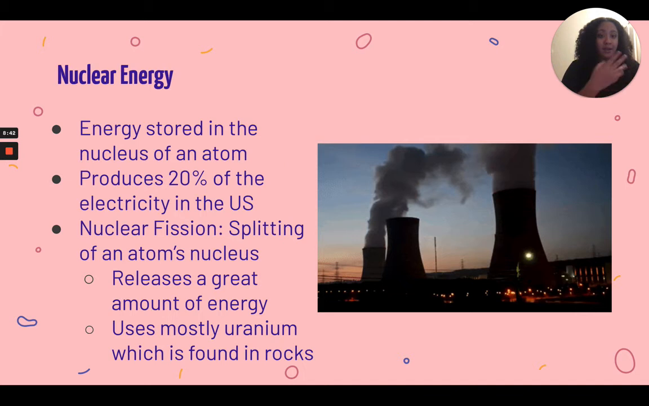But it uses mostly uranium, which is found in rocks. Okay, so again, uranium is a finite amount, so there's a set amount of uranium on Earth, which makes it a non-renewable energy source. There are other types of nuclear energy, which are more on the reusable source of energy, but for the nuclear energy that uses uranium, that is non-reusable.